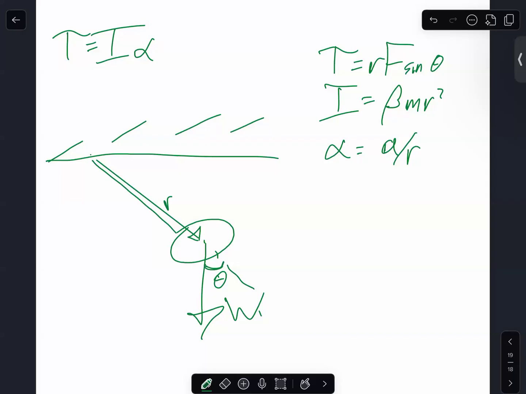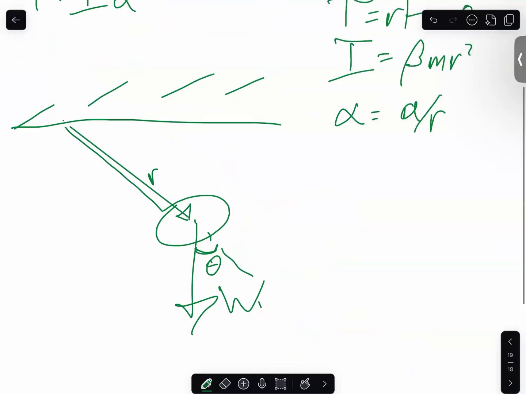If you stand at the center of a merry-go-round, you are contributing nothing to its moment of inertia because you're not moving. You're just rotating in place. If you're standing on the edge of the merry-go-round, it has to do some work on you to move your mass. So beta is a shape factor. You can't calculate it without calculus. I will tell you for a pendulum bob, beta is 1 because all the mass is at one place, the full length of the rod.